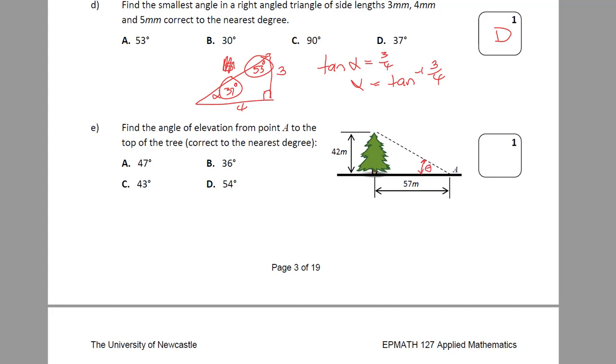Now let's find it. We've got tan again. We've got an opposite and adjacent, TOA. Tan of my angle, which I've called theta, is 42, opposite, on an adjacent of 57. Hence my theta will be tan inverse of 42 on 57, which is 36 point blah blah blah. B, 36 degrees.